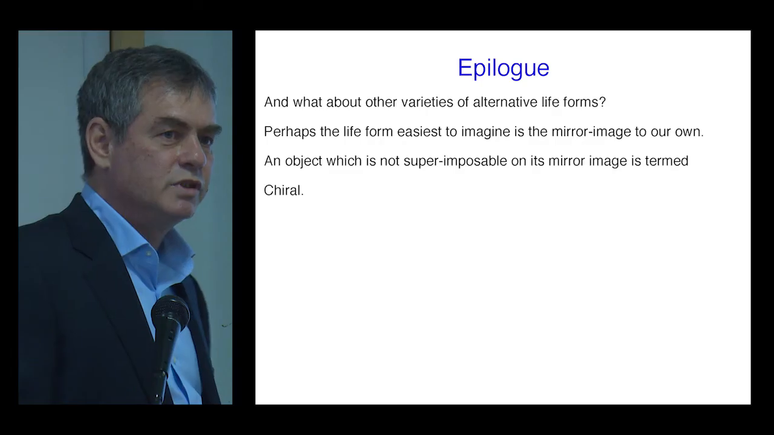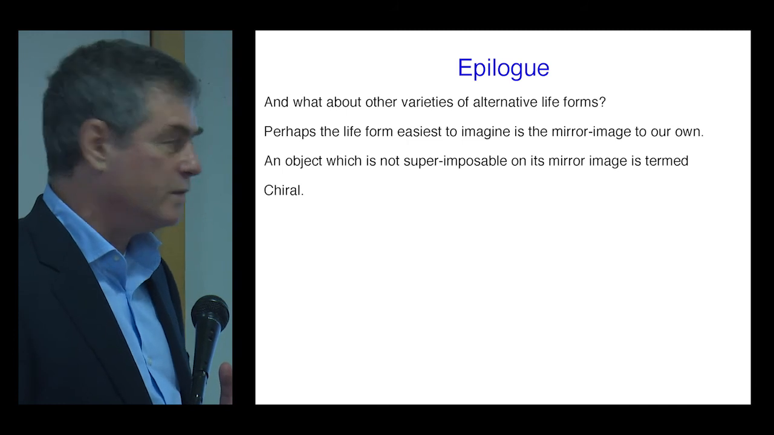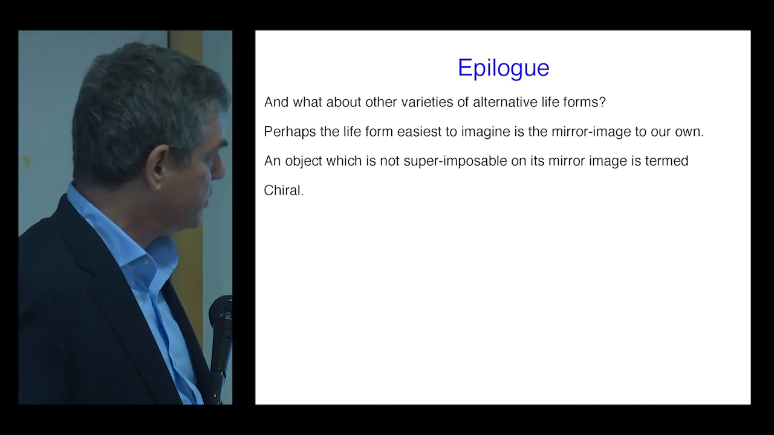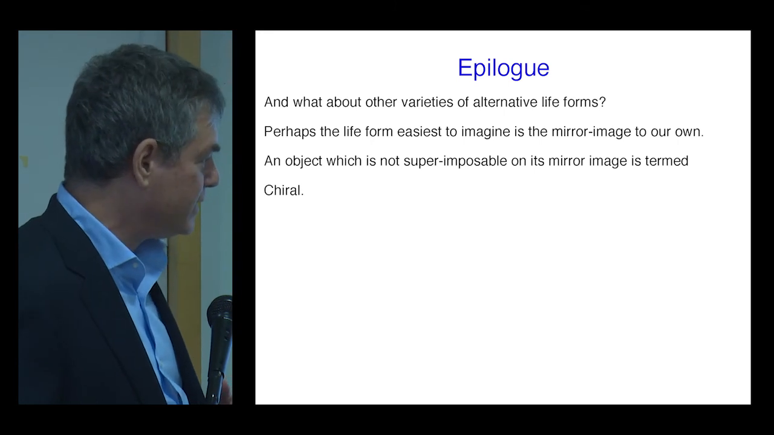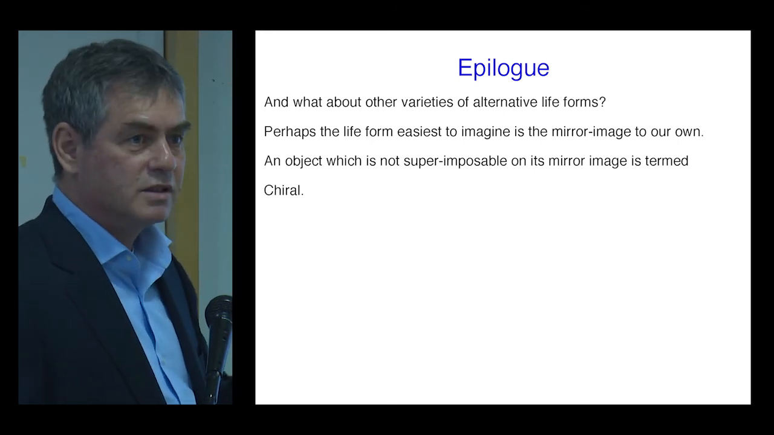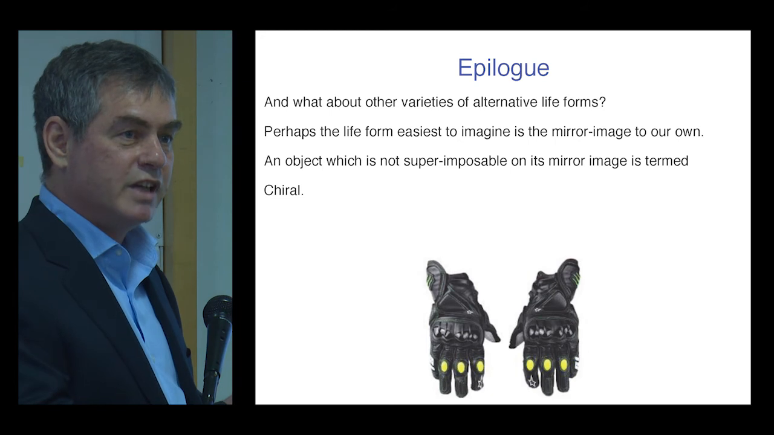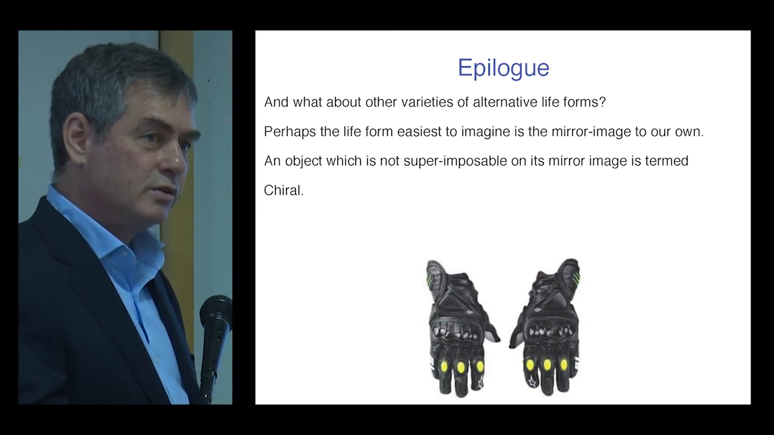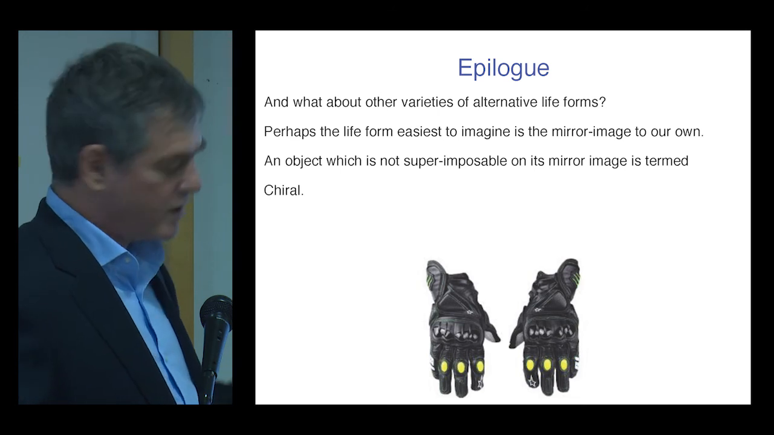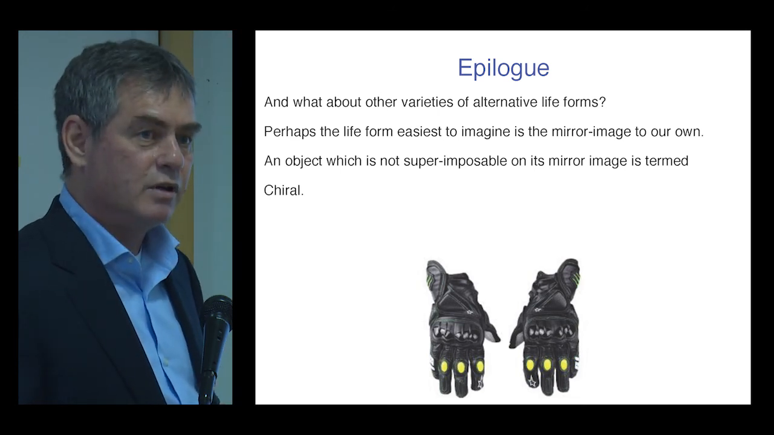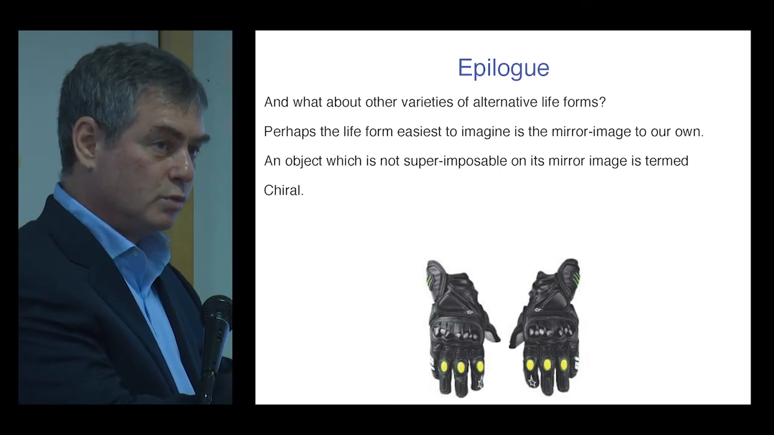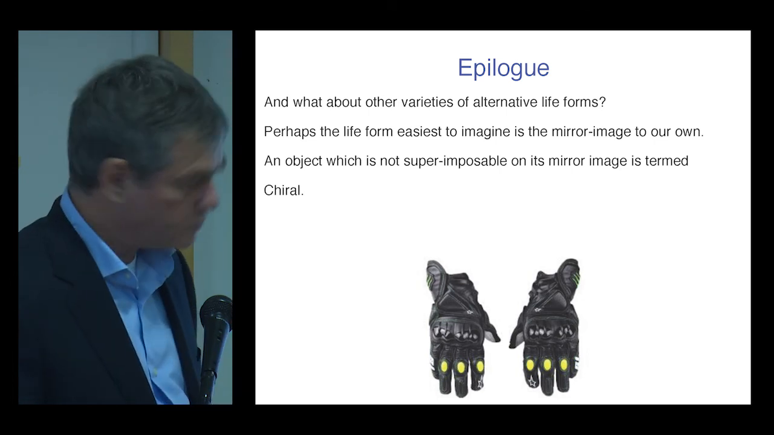An object which is not superimposable on its mirror image is termed a chiral object. This is the definition, and it comes from Latin, apparently. For example, two gloves: one of them is the mirror image of the other. They're not identical, they're not superimposable. They look alike, but they're not superimposable, and therefore they are regarded as chiral objects. My hands are chiral objects because my right hand is not superimposable on my left hand.